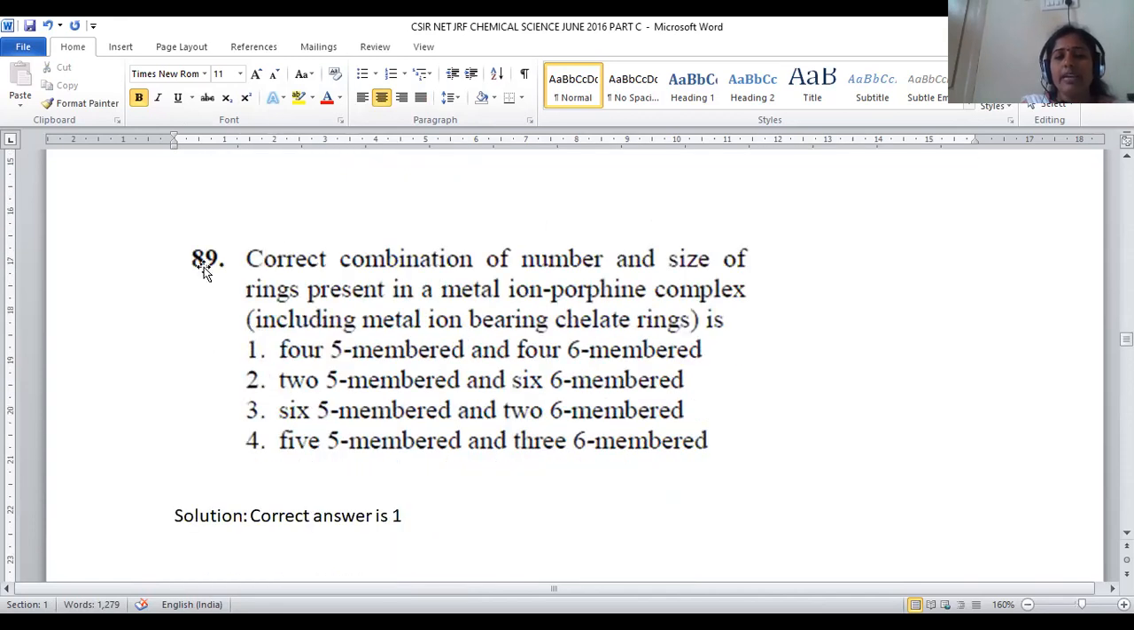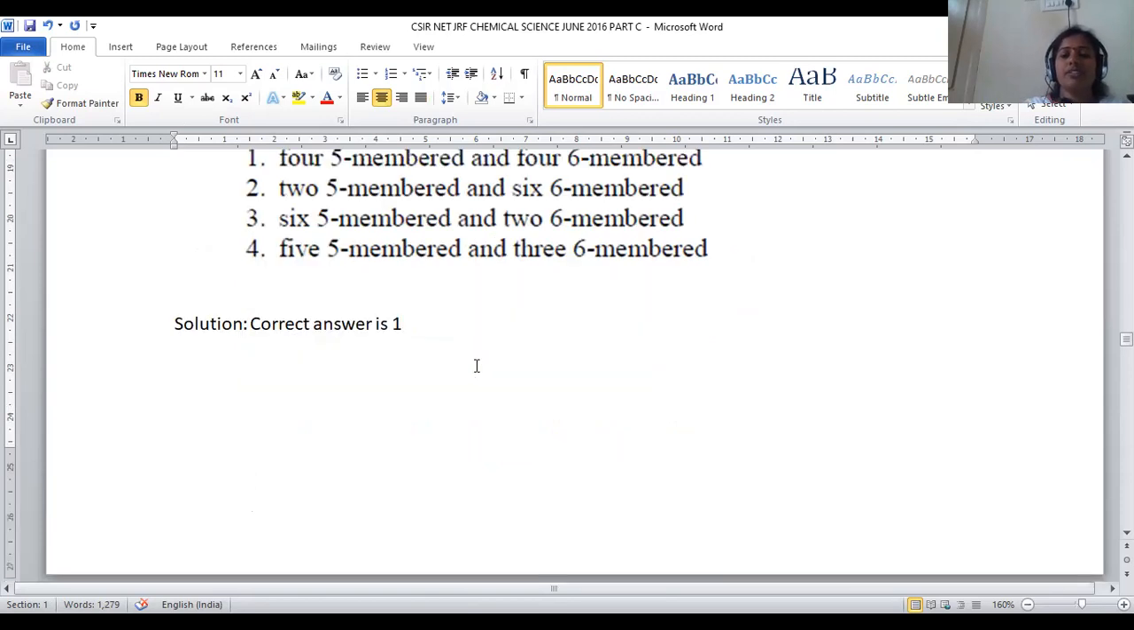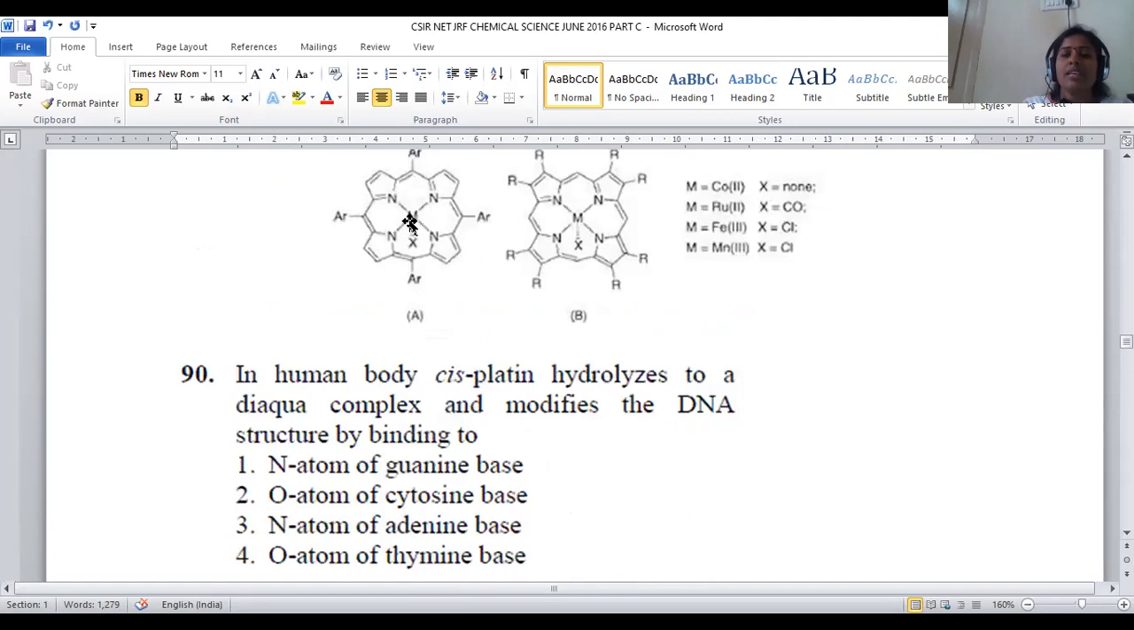Now let us move on to question number 89. The correct combination of number and size of rings present in the metal ion porphyrin complex. The best example of a central metal with a porphyrin ring system is hemoglobin. In hemoglobin, an iron-bound porphyrin system is there. Here the porphyrin system is represented in the structure. The central metal will be iron, surrounded with pyrrole rings, and also other 6-membered rings are present within the structure.